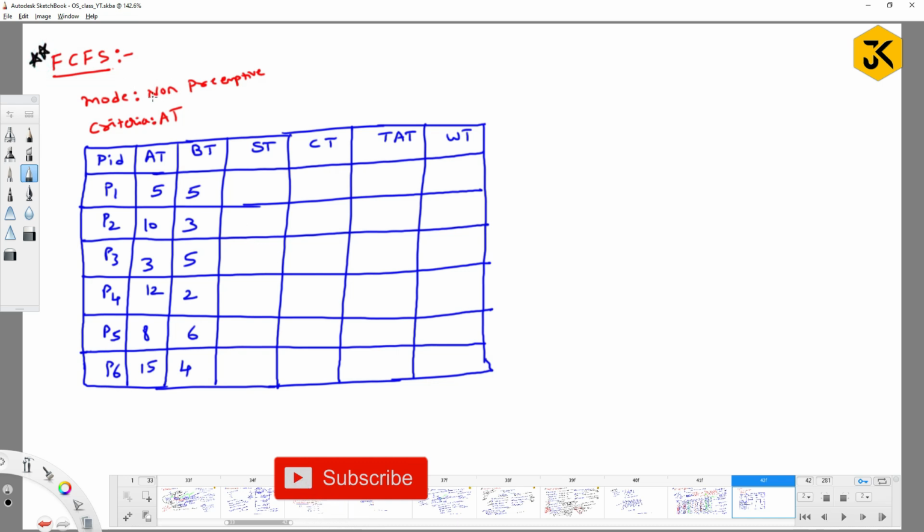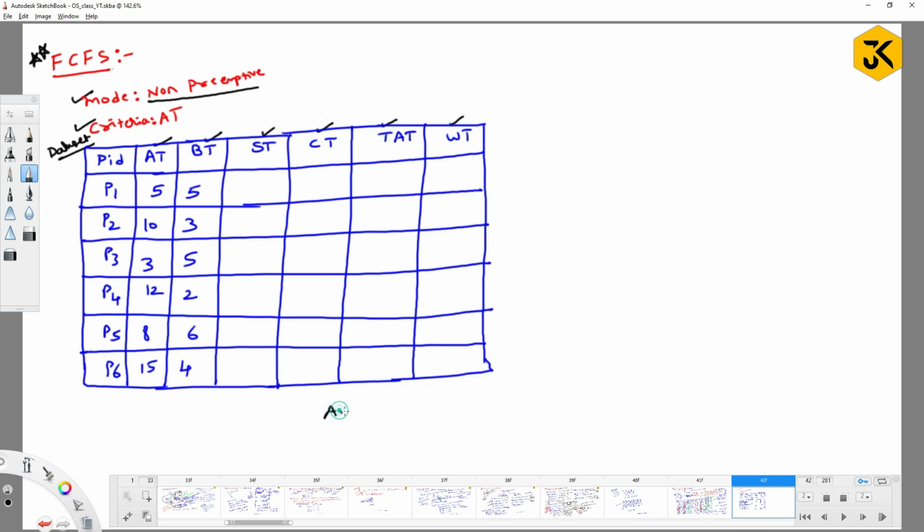FCFS means first come first serve, where the mode we are using is non-preemptive and the criteria we are following is arrival times. The dataset they have given is process ID, arrival time, burst time, and you have to calculate starting time, completion time, turnaround time, waiting time, average turnaround time, average waiting time, the scheduling length, and the throughput. You have to calculate, right?